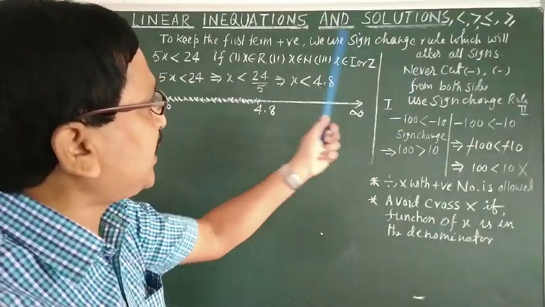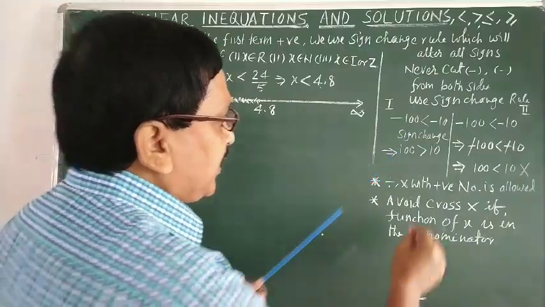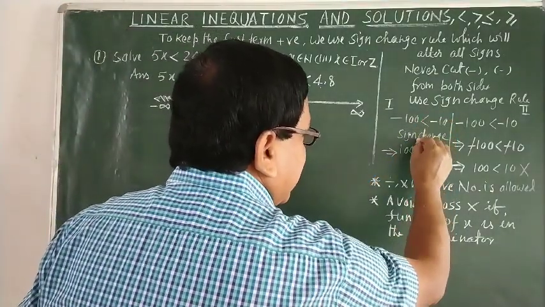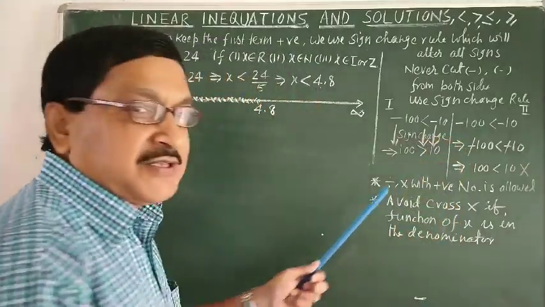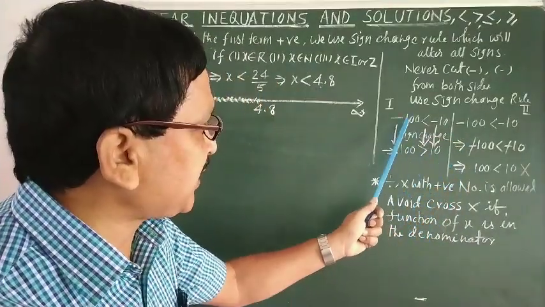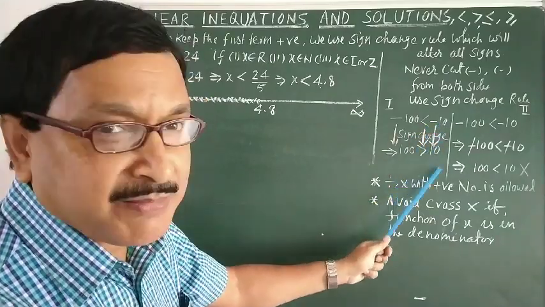Now this student is in the habit of sign change. So minus 100 becomes 100 and this less than becomes greater than. Minus becomes plus, triple change. Minus became plus, less became greater, and minus 10 became 10.